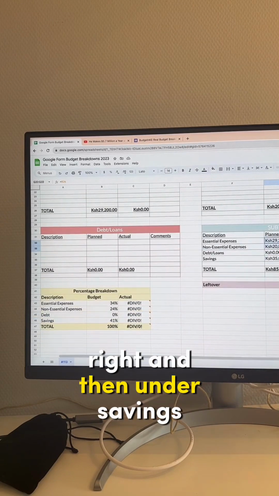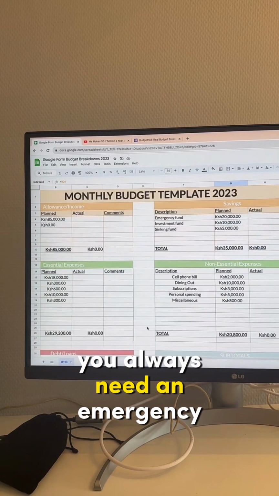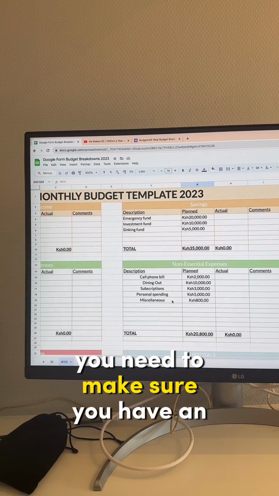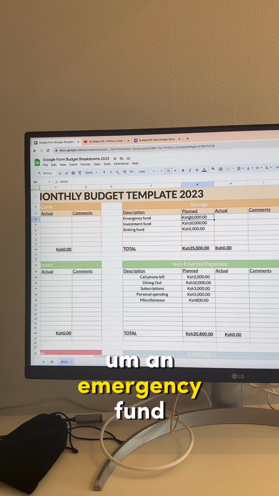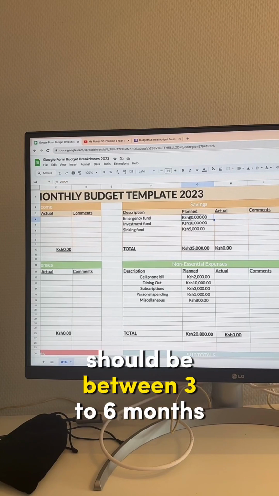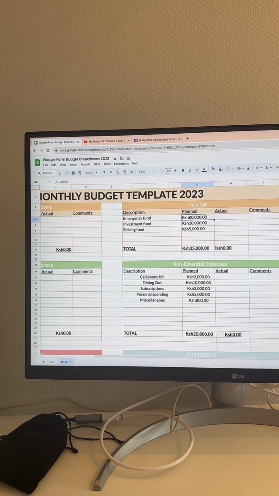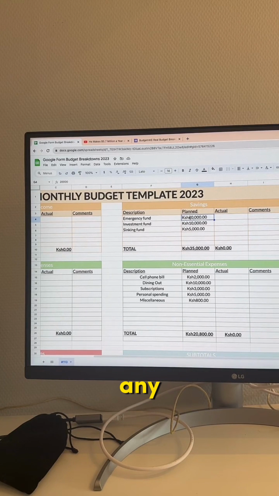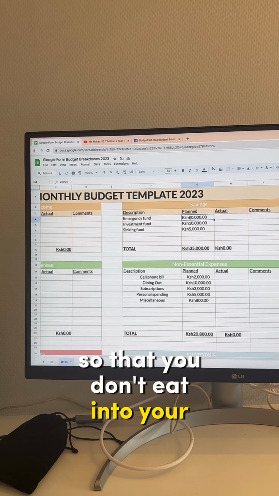And then under savings, you always need an emergency fund, right? You need to make sure you have an emergency fund. An emergency fund should be between 3 to 6 months of your net income. That's what will sustain you when you lose your job, or if an emergency happens. It's supposed to buffer you so that you don't eat into your salary.